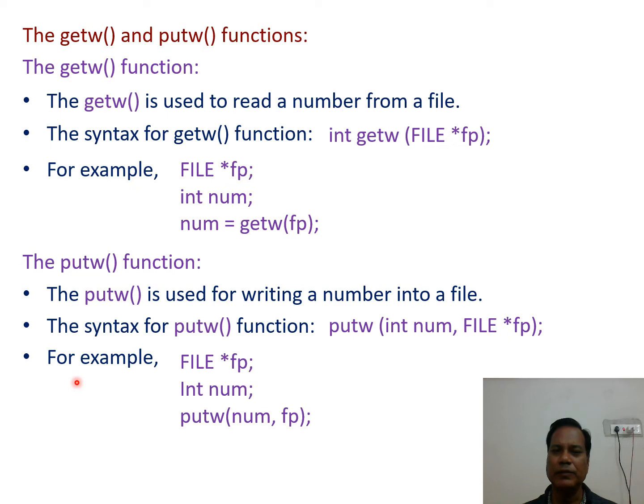For example, using the first statement we declare the file pointer fp. The next statement declares the integer variable num, and then the putw function. Using this statement, putw(num, fp); the number contained in the num variable is written into the file pointed to by the file pointer fp.